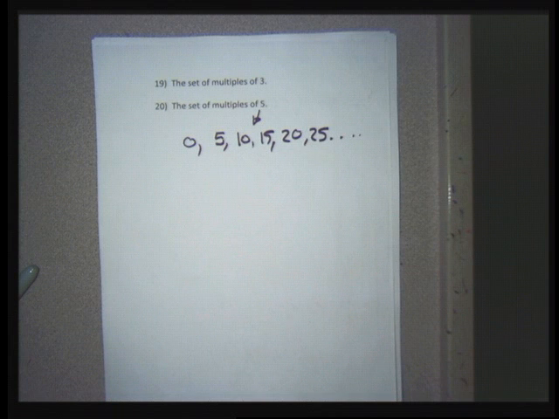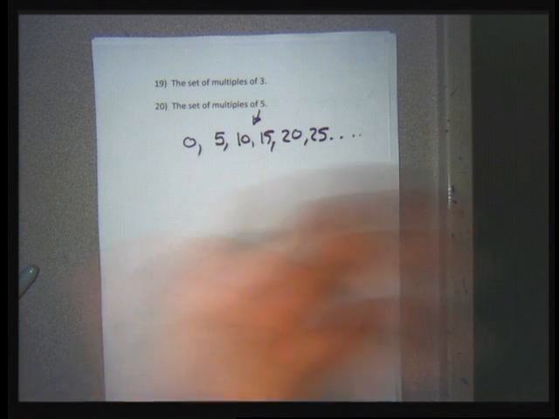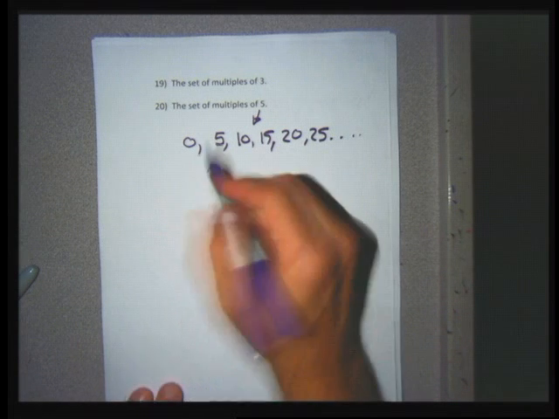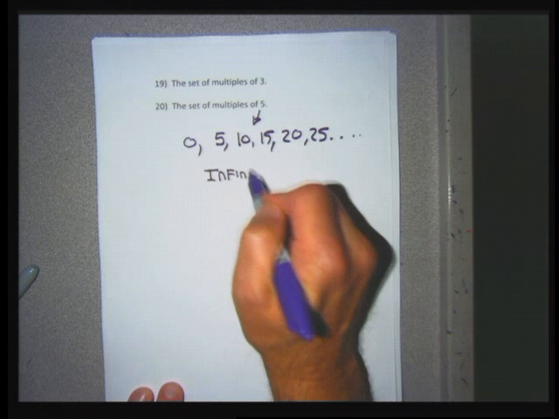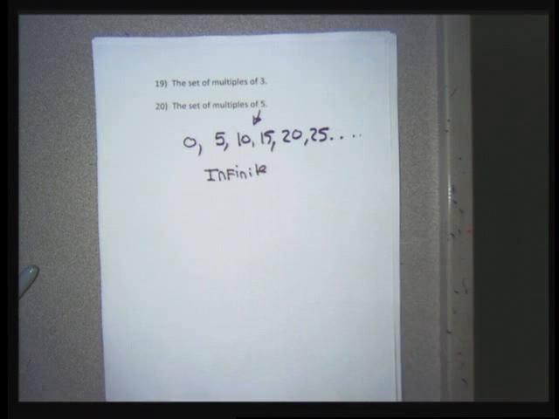I'm never going to exhaust the list of multiples of 5. Just multiply by the next integer, get another multiple of 5. So problem 19 is going to be an infinite set.